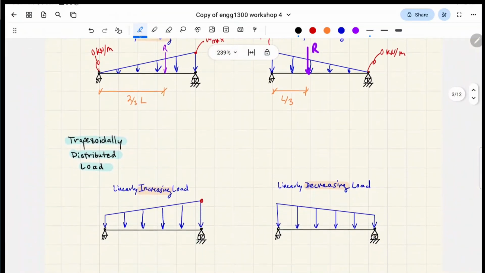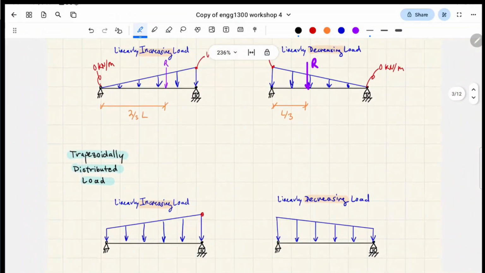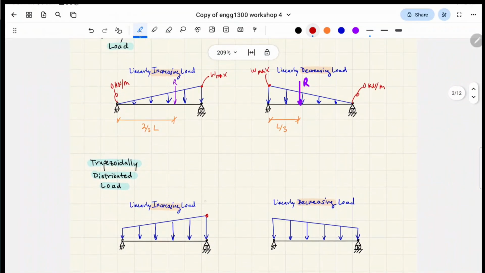And for a trapezoidally distributed load, I'll zoom out a bit so it's easier to read and copy down what I just said. This one will be W max. These two will be W max. But this we can call W min, because it also varies, and it varies linearly. It's only going to vary between W min and W max.